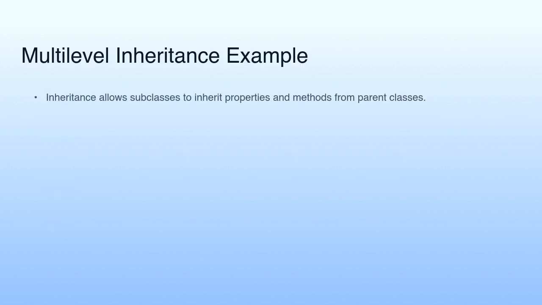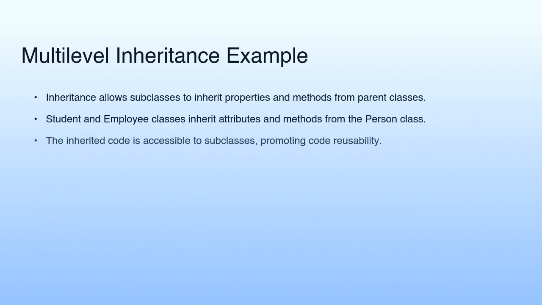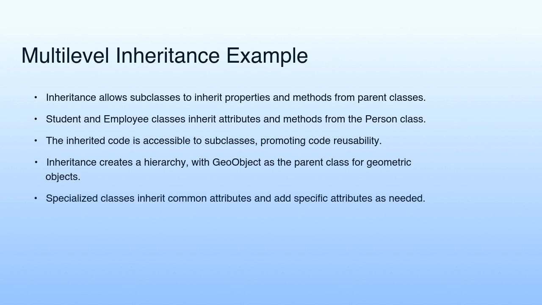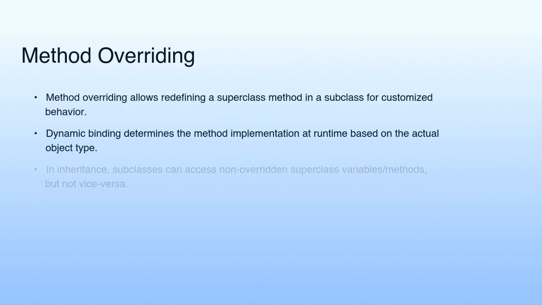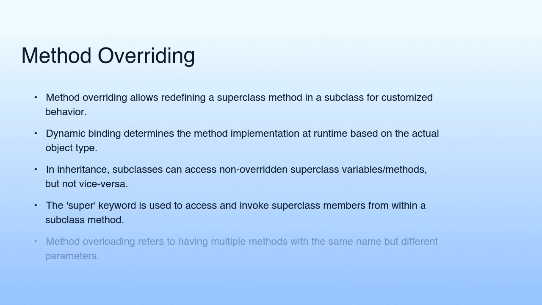Multi-level inheritance is a powerful concept, allowing subclasses like student and employee to inherit attributes and methods from the person class. The inherited code is accessible to these subclasses, promoting code reusability. Inheritance creates hierarchies, with GeoObject as the parent class for geometric objects, and specialized classes inheriting common attributes while adding specific attributes as needed. Method overriding allows redefining a superclass method in a subclass for customized behavior.